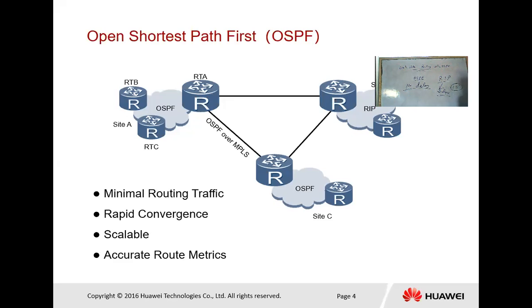The fourth one is accurate route metrics. In RIP, the route depends upon the hop count. In the case of OSPF, it depends upon the spread of the network, because the bigger the network, the more time it may take to update, but it is still faster than RIP. OSPF is faster than RIP.